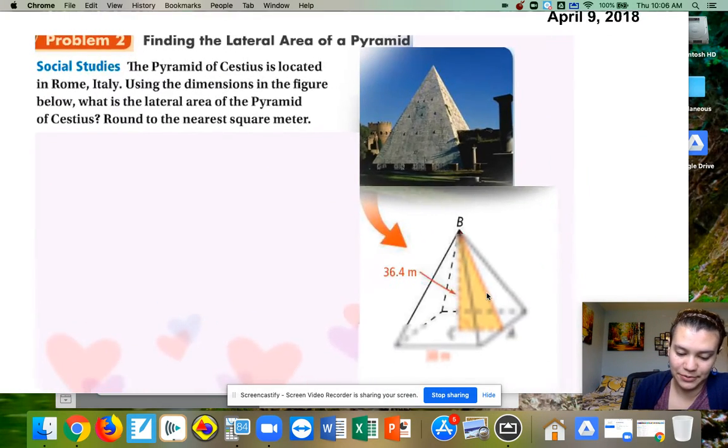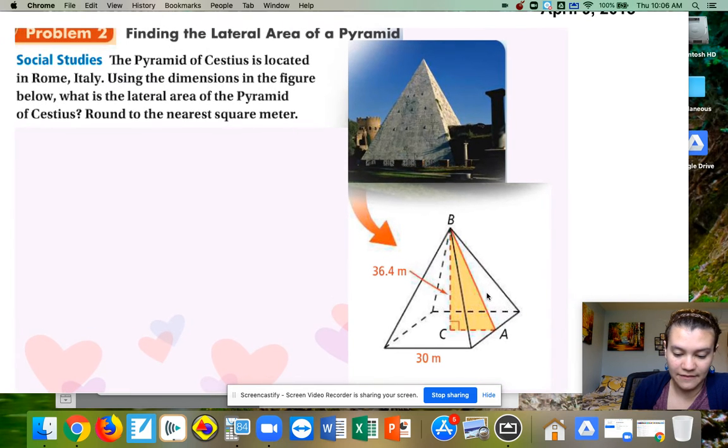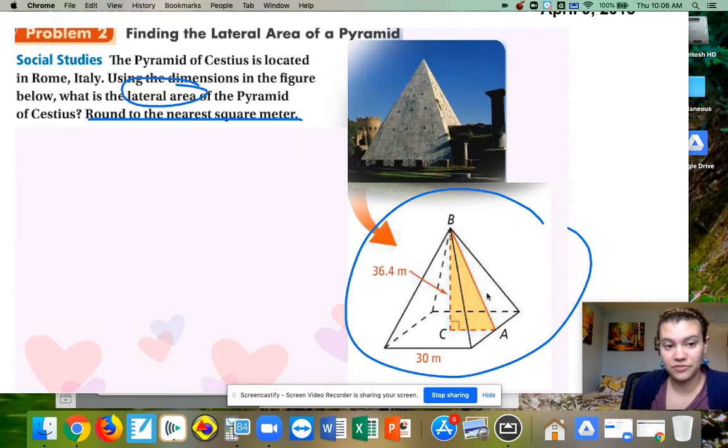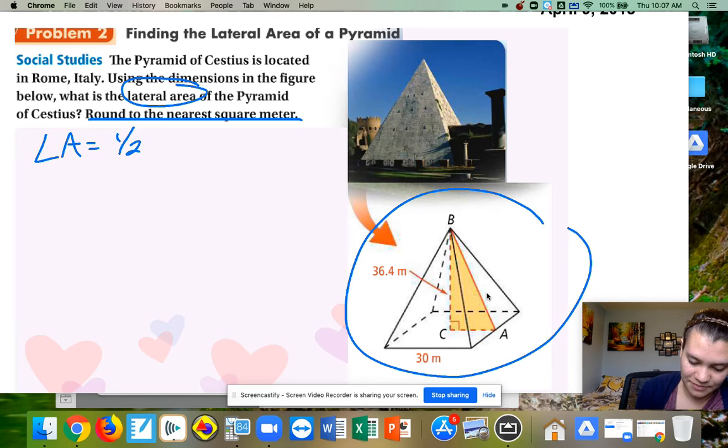So our next example, here we have the pyramid in Rome, Italy. We want to use this picture down here and find just the lateral area, and then we're rounding to the nearest square meter. So in Math Excel, you've done this before, you need to do careful rounding. So make sure you're reading the instructions and rounding to the correct spot. So here, if we want to find the lateral area, we need 1/2 times the perimeter times the slant height.